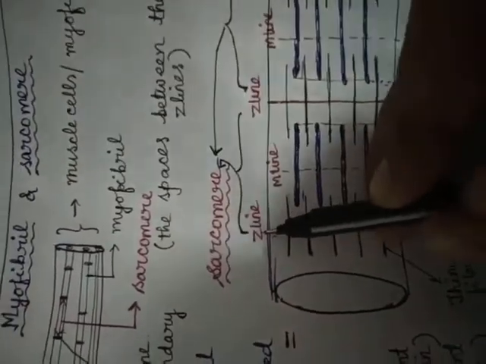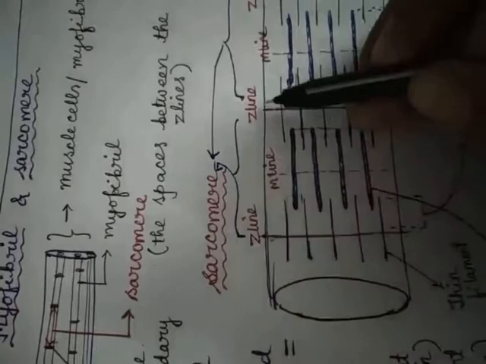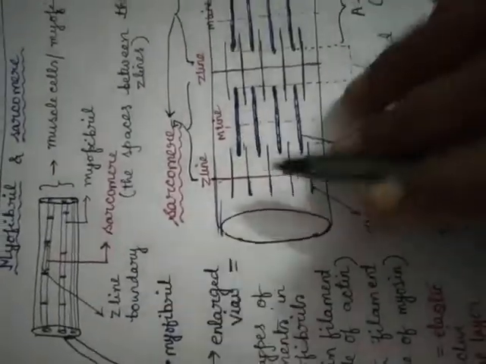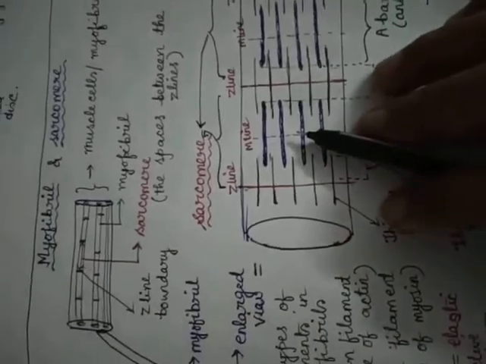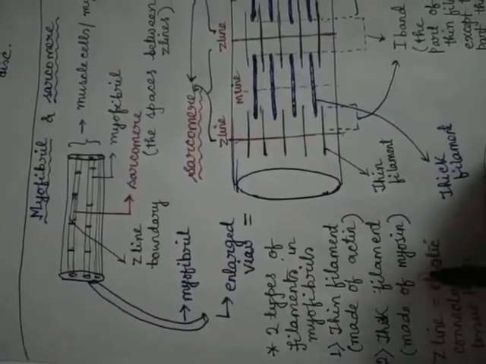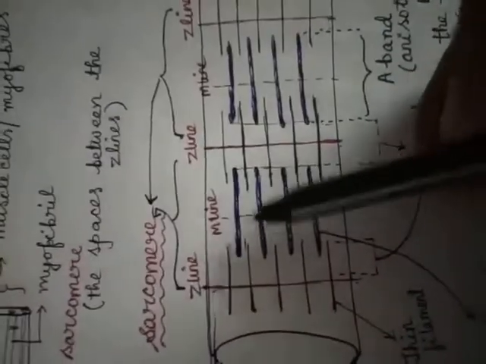Again I have shown here the sarcomere region, meaning the space between two Z lines, this Z line and this Z line. This entire middle portion is called a sarcomere. Again, this entire portion is another sarcomere. Now we know how the thin filaments are arranged within the myofibril. The second one is the thick filament, which is made up of myosin. These are the thick filaments.